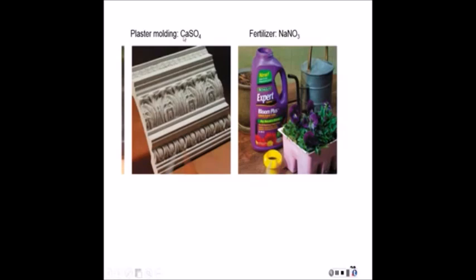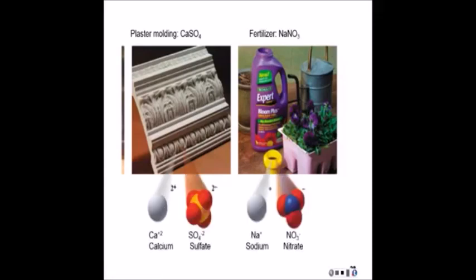And here are some examples you might have at home, like plaster molding. Plaster is CaSO4. That Ca is calcium, and SO4 is a polyatomic ion called sulfate. So that's calcium sulfate. And here we have a bottle of a liquid fertilizer, which is really water with different compounds dissolved in it. And that contains sodium, and this is NO3 or nitrate, so that's sodium nitrate. And we can see down here at the bottom what these things are pictured to look like.